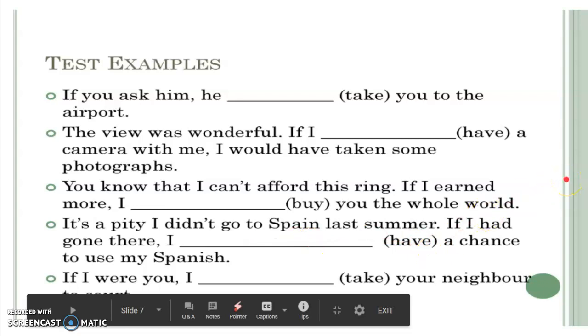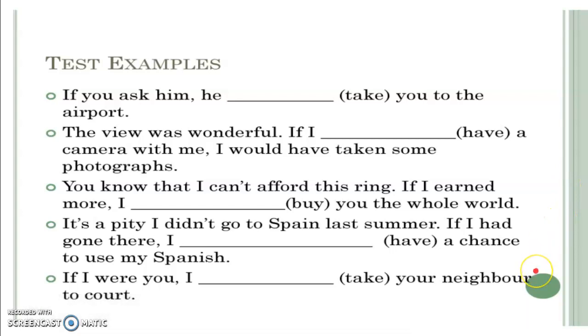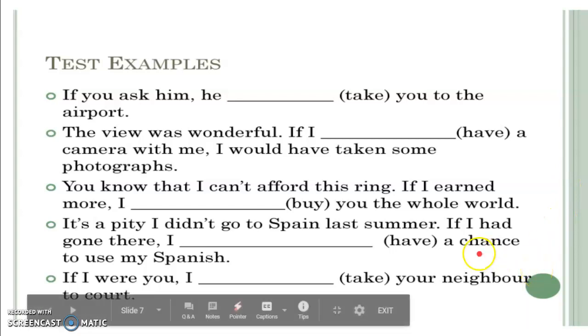Finally, if I were you I blank take your neighbors to court. يبقى انا هقول if I were you، احنا عارفين ان ده ال second conditional I would take your neighbor. okay.